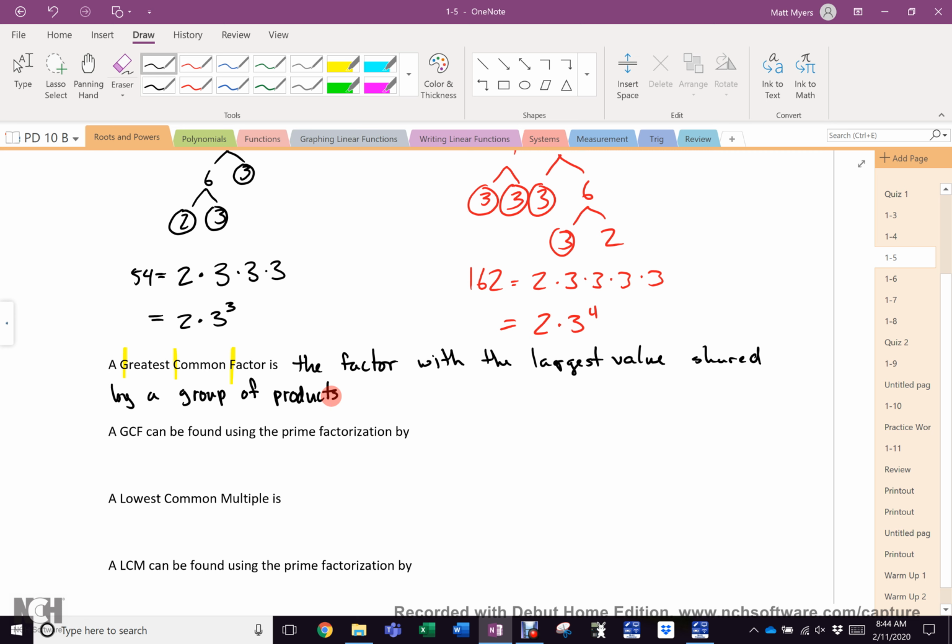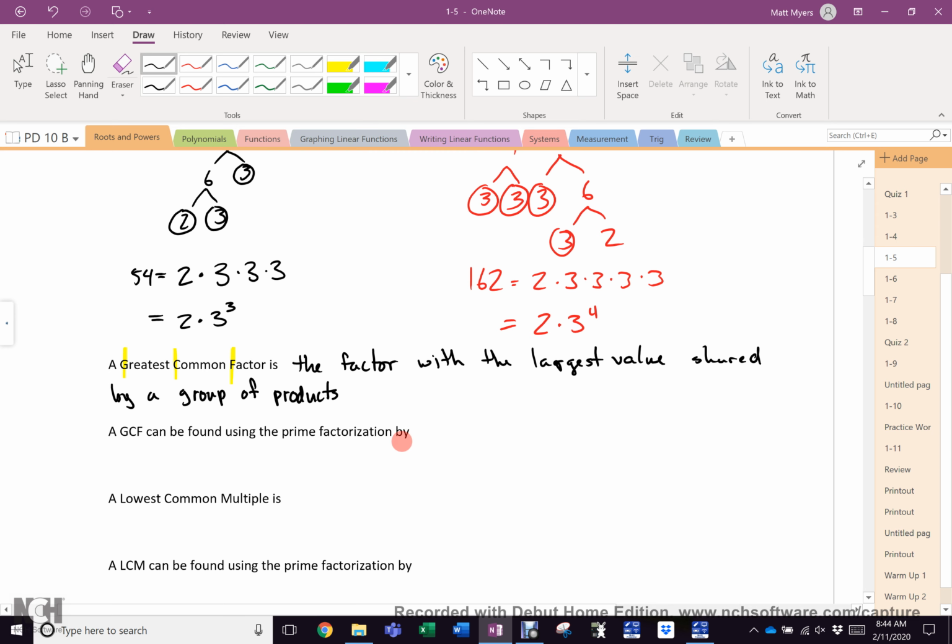What's the biggest it could be? Right. So 54 or 162, which could it be? A GCF of 54 and 162. What's the biggest number it could be? 54. Because the biggest factor of 54 is 54. It couldn't possibly be bigger than that. Everybody cool?